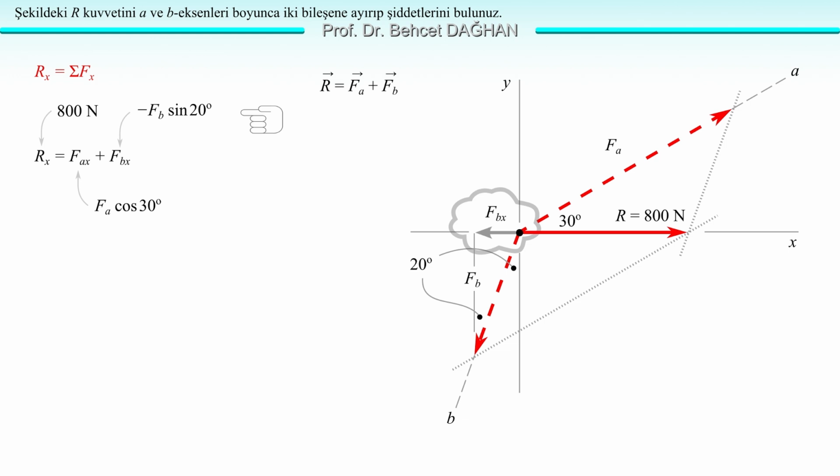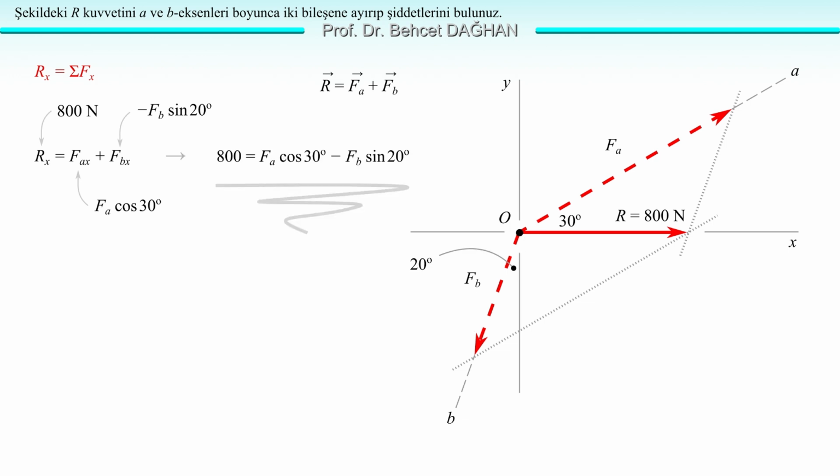Yes. Let's write these together. We've obtained one equation. 800 equals Fa cosine 30 minus Fb sine 20. There are two unknowns here. Therefore, we still haven't found what we're looking for from this equation. One equation for two unknowns isn't enough, but we now have one equation for two unknowns.